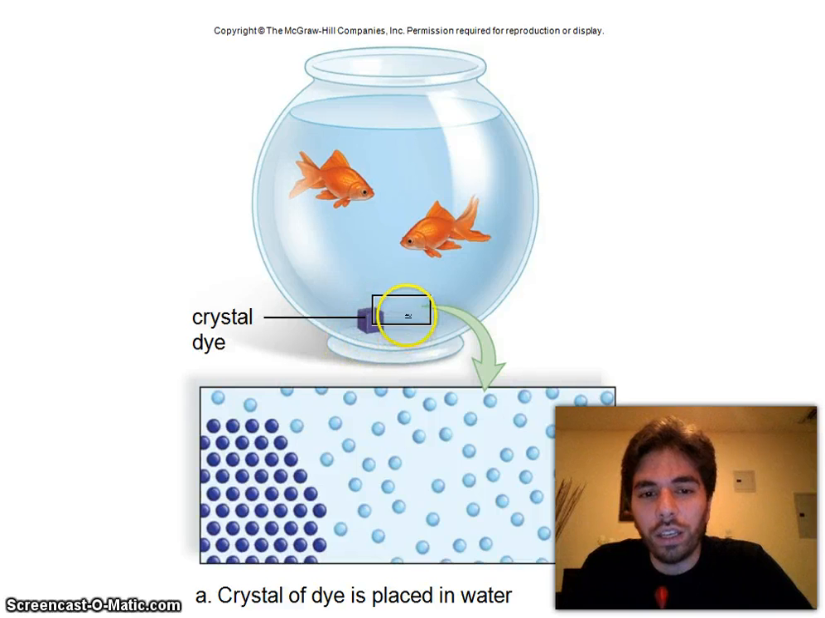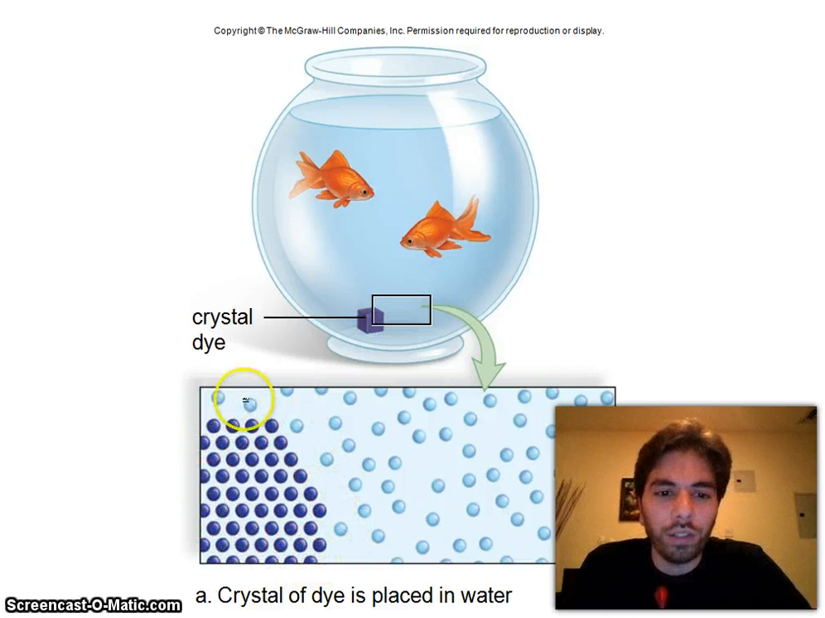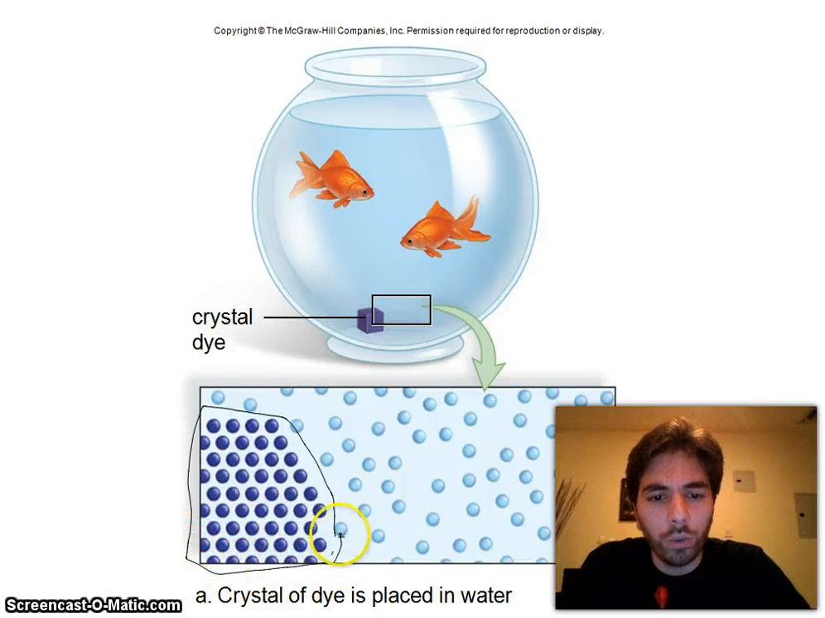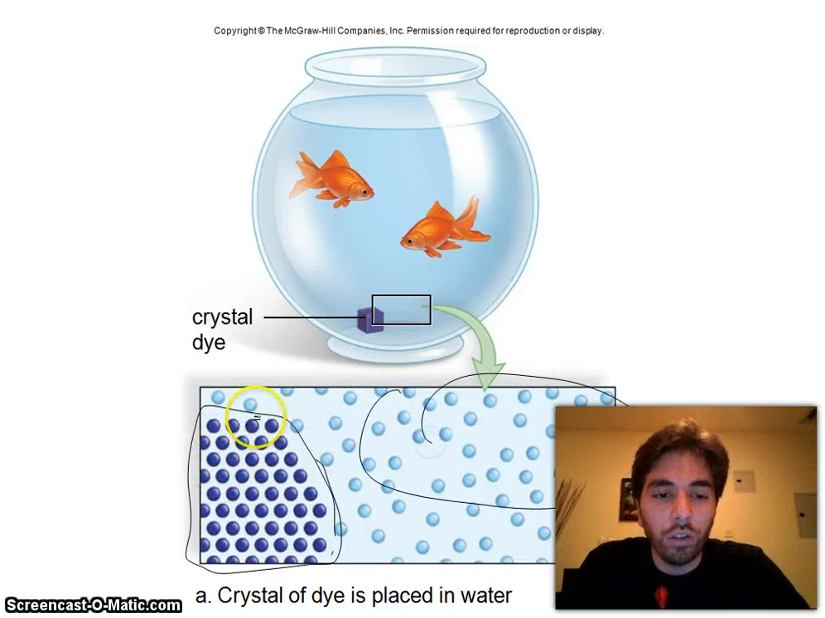So if you see here, if I put a crystal dye inside a fish tank, and this is a super magnified picture of that rectangle, which shows the concentration of the crystal dye in this area. If I take this area and ask you how the crystal dye concentration compares in this area and any area here, of course this is a very high concentration of crystal dye, and this is very low to none concentration of crystal dye.